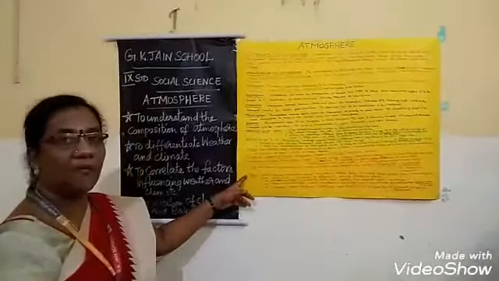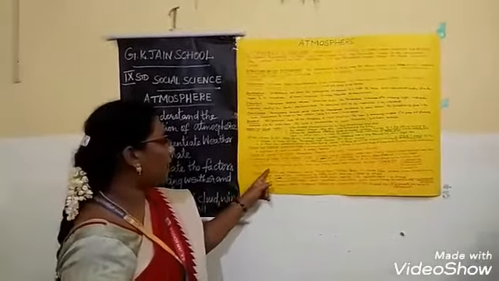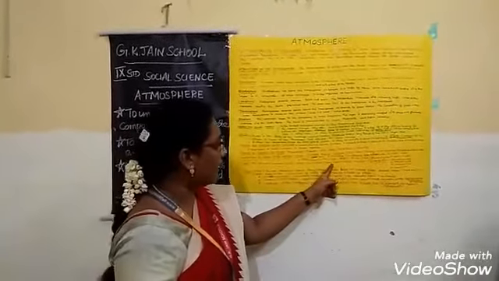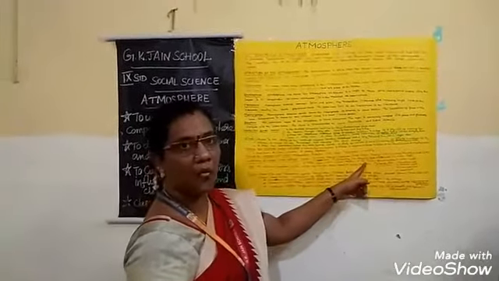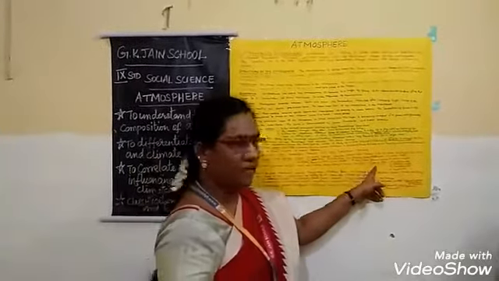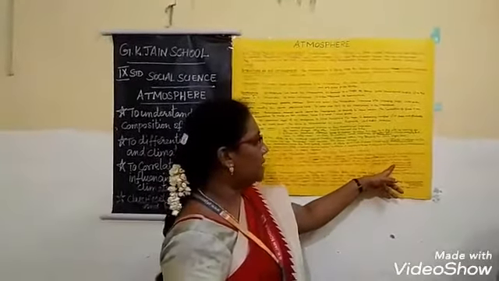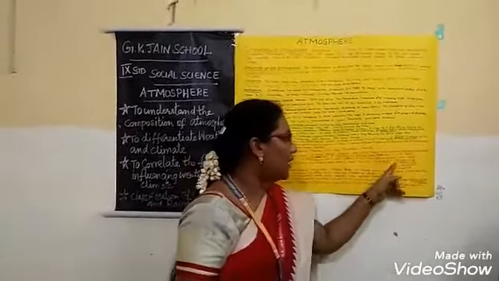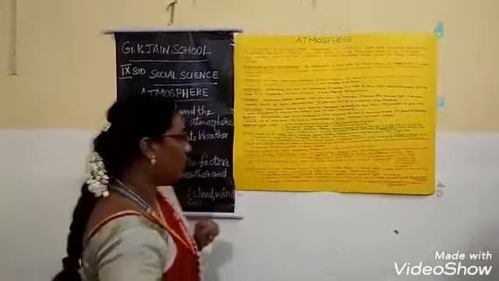Next one is wind. The horizontal movement of air along the surface of the earth is called the wind. Types of wind. There are some types: planetary winds, periodic winds, variable winds and local winds.